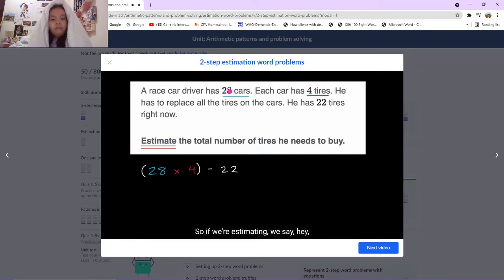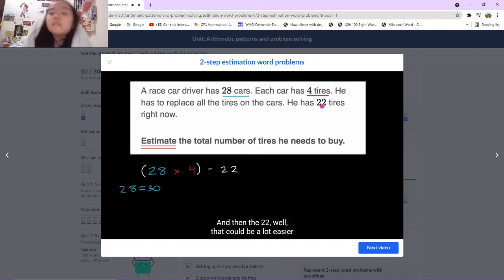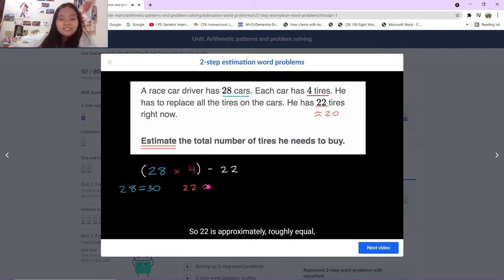So for estimating, we say, what's a friendlier number than 28? Well, 28's pretty close to 30. So that's our way of making the 28 a little bit friendlier. 4 is already pretty easy to deal with. And then the 22 could be a lot easier to deal with if it were approximately equal to 20. That's what these squiggly equal signs mean. And so that simplifies the calculation a lot.